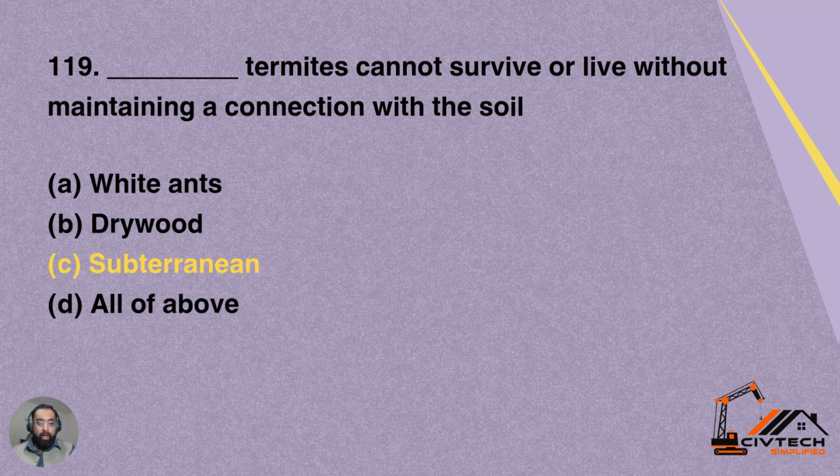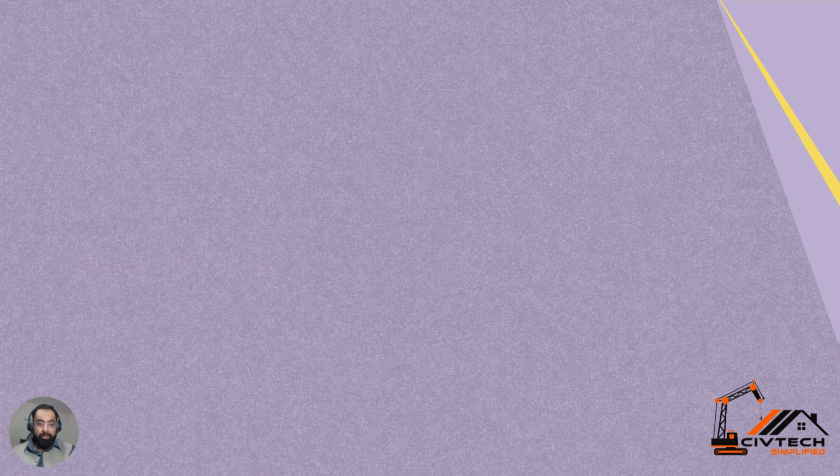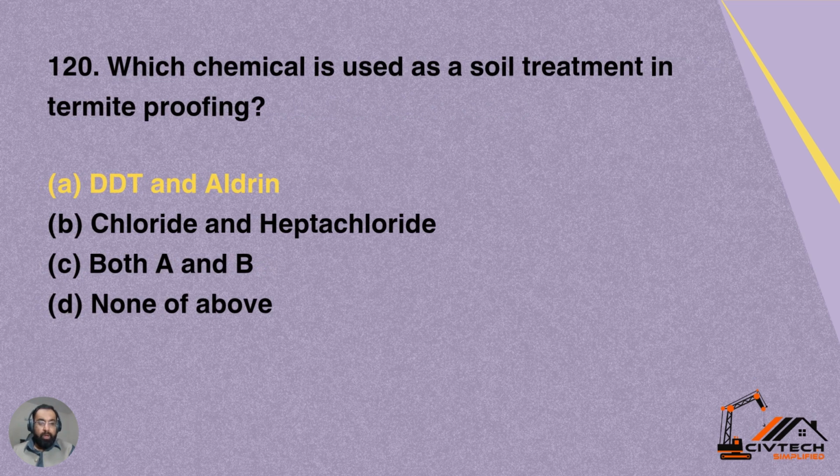119. Dash termites cannot survive or live without maintaining a connection with the soil. So which type of termite cannot survive without having a connection with the soil? Option A, white ants. Option B, drywood. Option C, subterranean. Option D, all of the above. So option C, subterranean termite is the correct option, which needs soil for their survival.